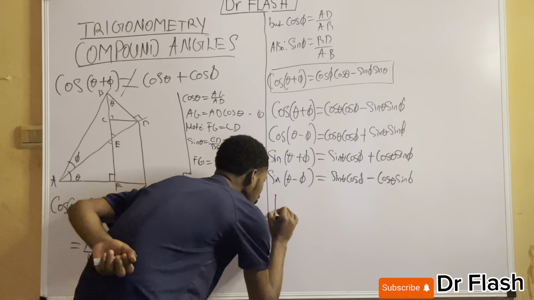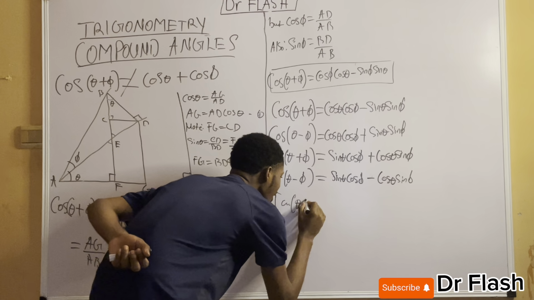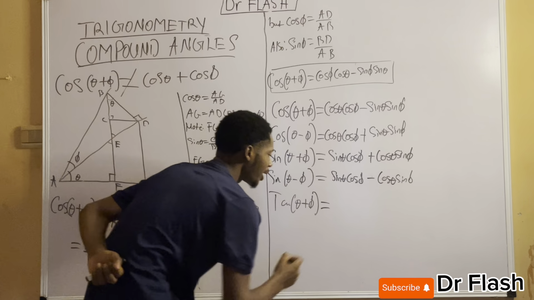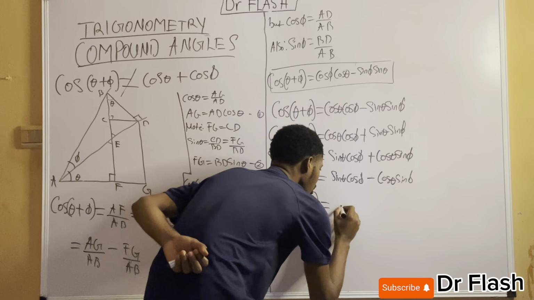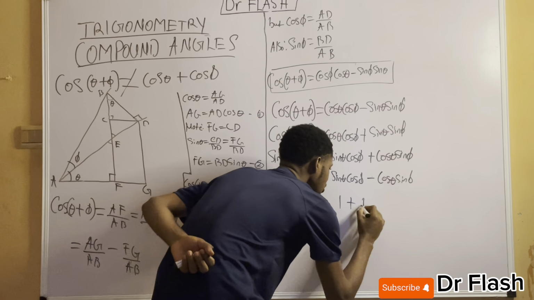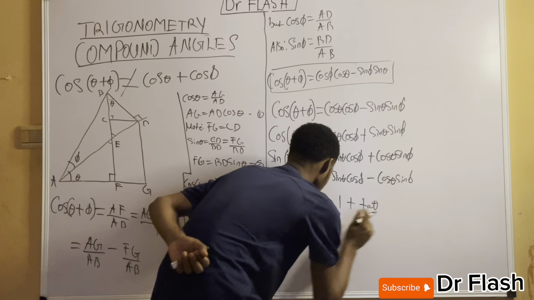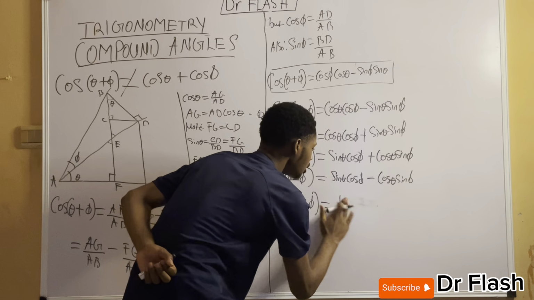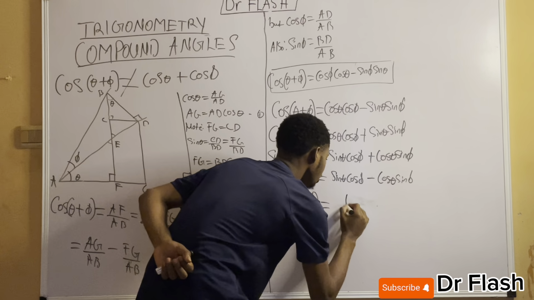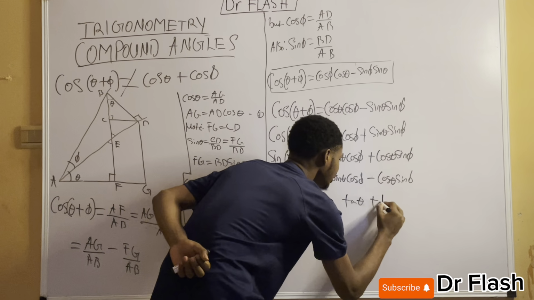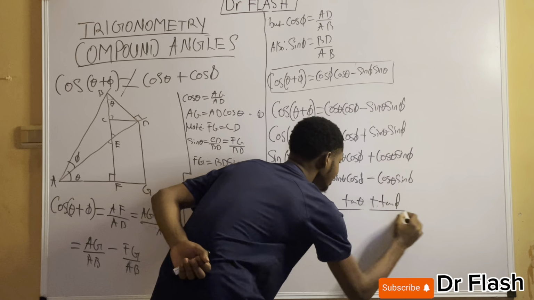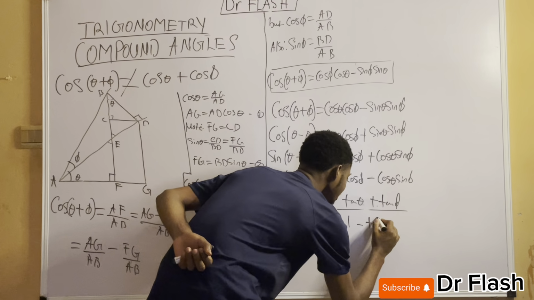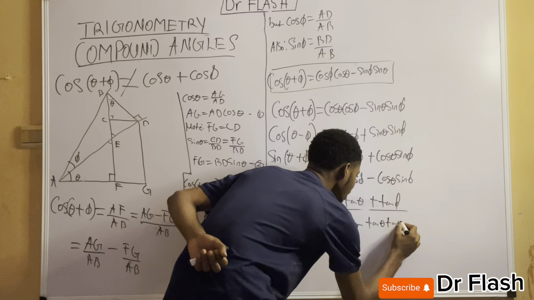So in this case, we are going to have tan(theta plus phi) equal to... Now what is tan(theta plus phi)? No, rather, this should be tan theta plus tan phi, okay, tan theta plus tan phi over 1 minus tan theta tan phi.